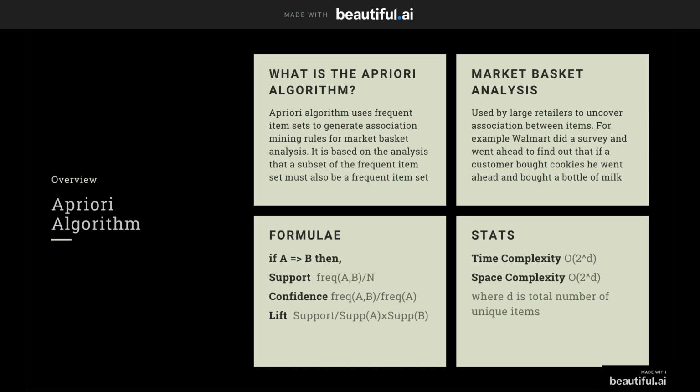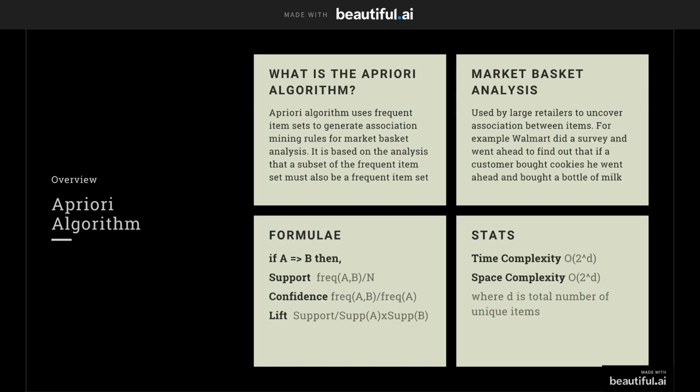Let's look at some statistics right now. So the time complexity is O of 2 power D. Practically, its complexity can be significantly reduced by pruning and using other optimization techniques. But however, the time complexity still remains O of 2 power D, where D is the total number of unique items.